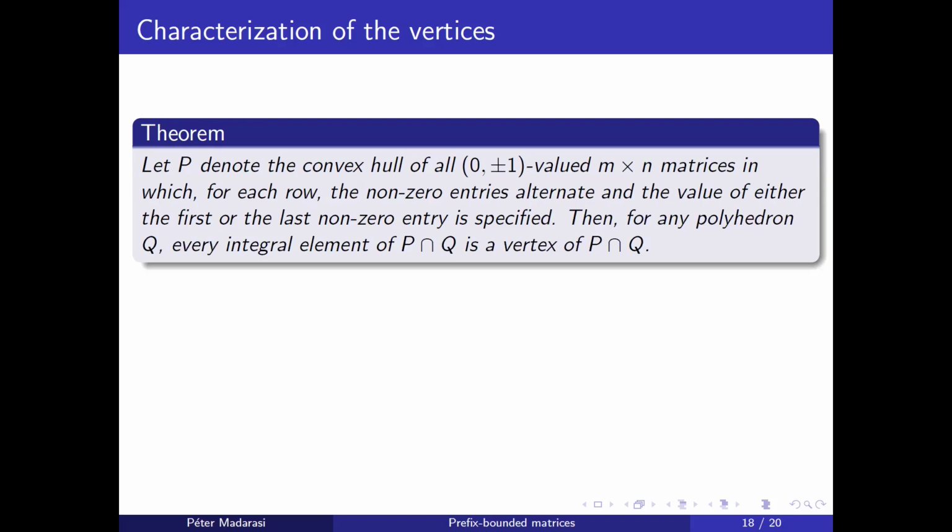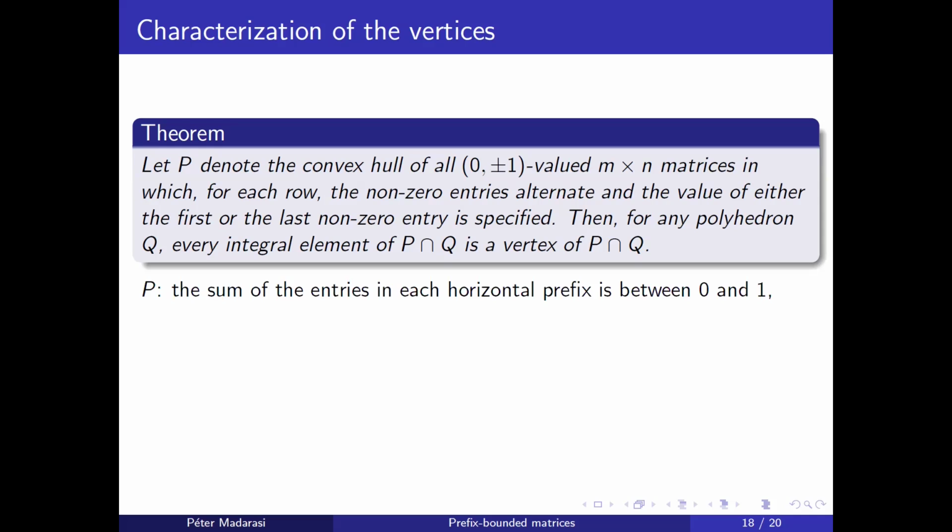And then if you take any polyhedron Q, then in the intersection of P and Q, every integer element must be a vertex of the intersection. Now, this is a one-directional statement. So this says if you have an integer vector within this polytope, then it must be a vertex. It still may happen that there are rational vertices.